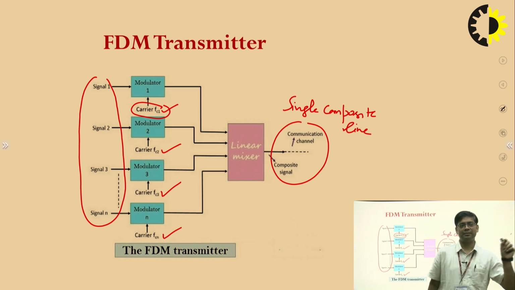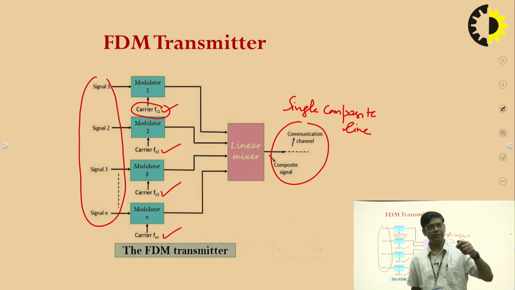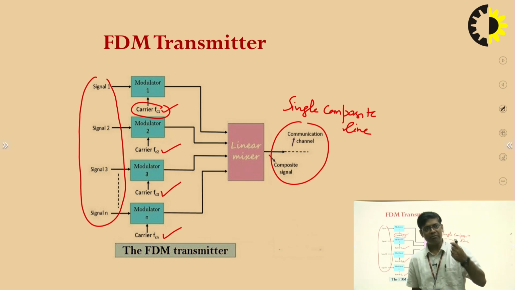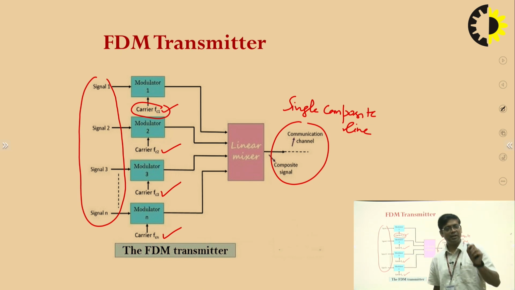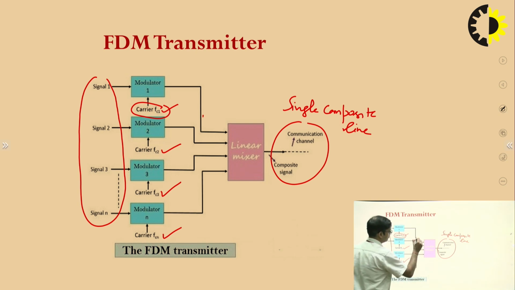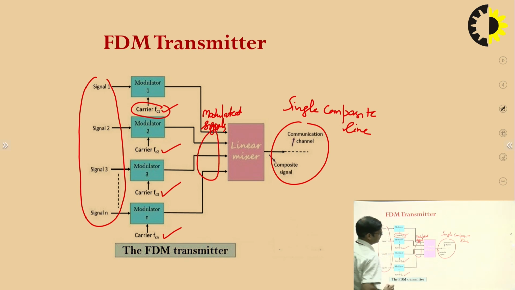Now, when these message signals are applied to a modulator, then the modulated wave will have a different frequency for each of these message signals. We can see the modulated signals here. These modulated signals will have different frequencies.